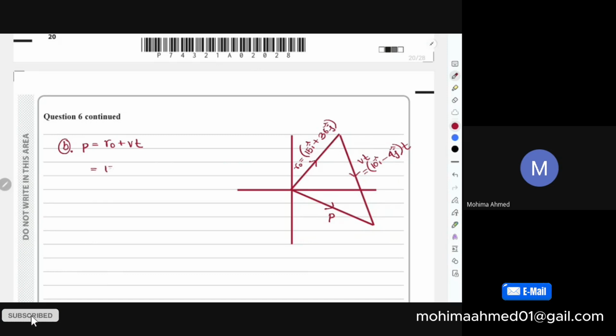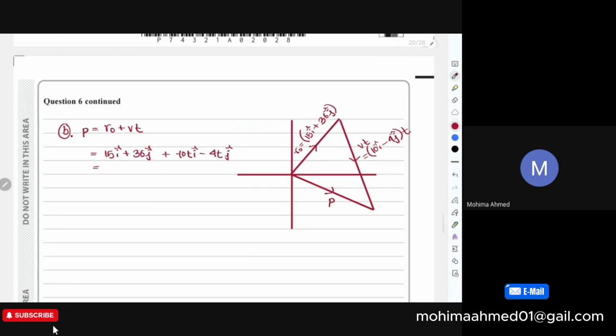So R naught here is 15i plus 36j, and Vt is 10t i minus 4t j, right? So you can write 10ti minus 4tj. Even if you remove the brackets, take all the i's together and j's together. So you have 15 plus 10t i and 36 minus 4t j. This is the expression for your p kilometers.